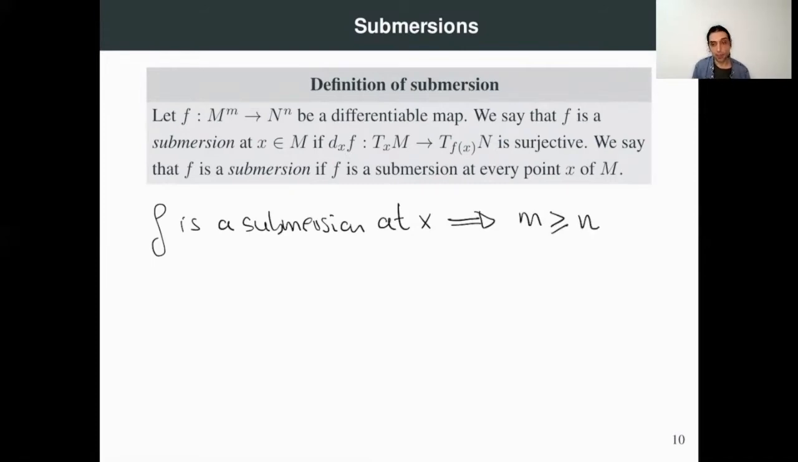Okay? If m is equal to n, then F is a submersion at X if and only if F is an immersion at X. Okay, again, if the dimensions are the same, F is an immersion at X if and only if F is a submersion at X.